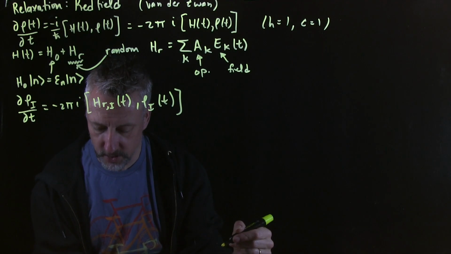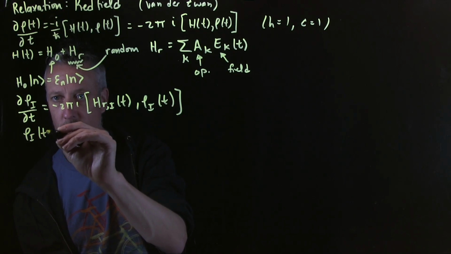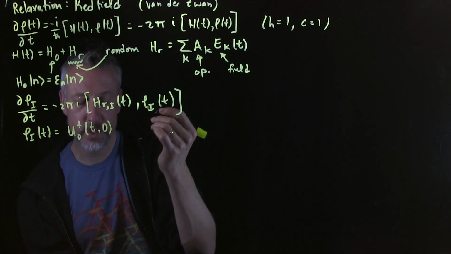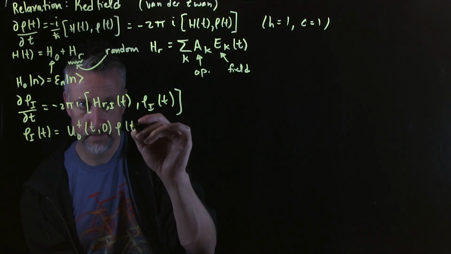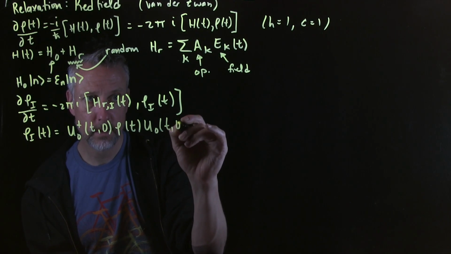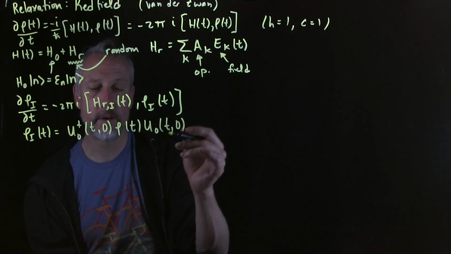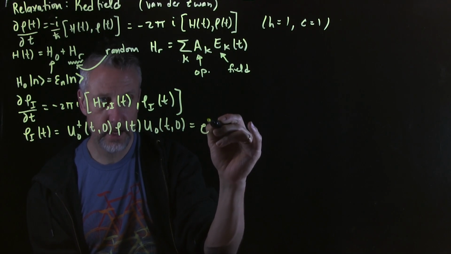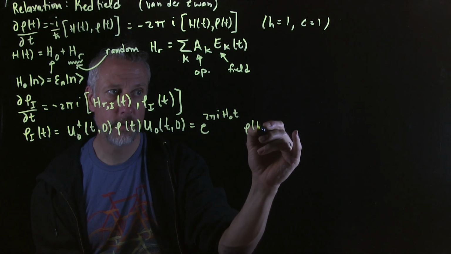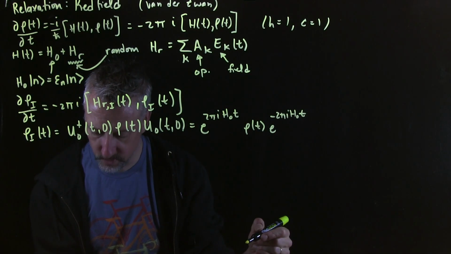And then this is the interaction picture density, right? And so let's write down what that is. Interaction picture density is U naught dagger times the regular density, right, if you want the Schrodinger picture density, and then U naught. In this derivation, we're just setting T naught equal to 0. And we remember what these are because of our units of h bar. This is going to be e to the 2 pi i h naught t, rho of t, e to the minus 2 pi i h naught t. Right, so just putting that in explicitly there.